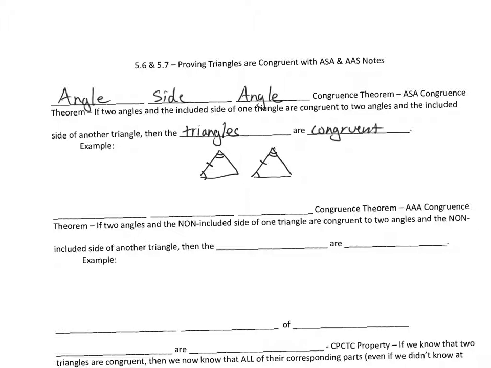So let's go on to the next one. Our next one is our angle side. Angle side, or AAS. So angle side basically says if there's two angles and then the side following that are congruent, then the triangles are congruent.